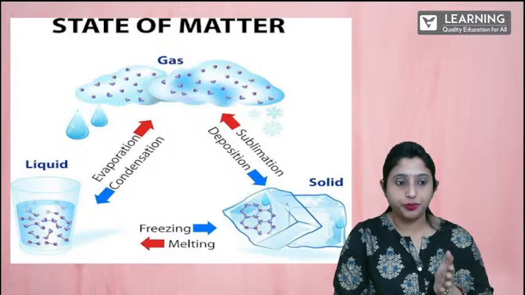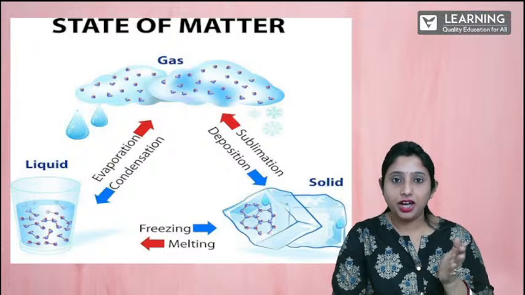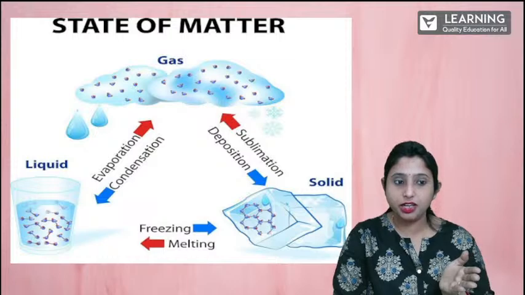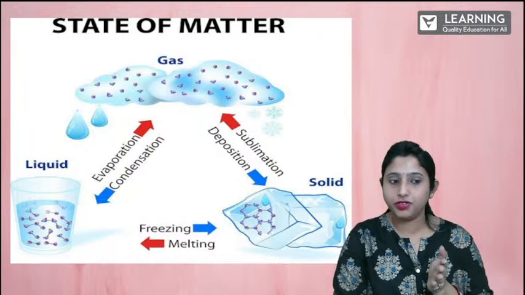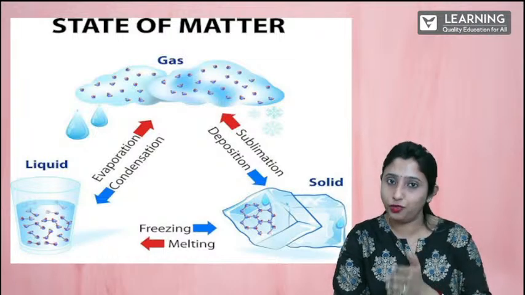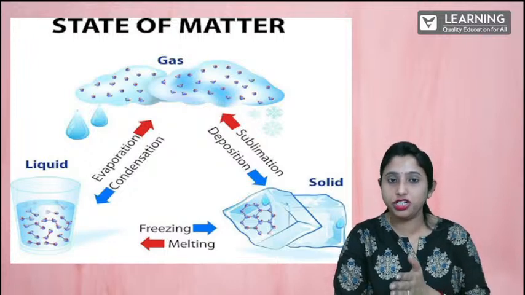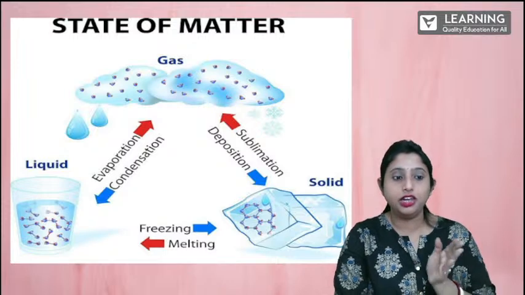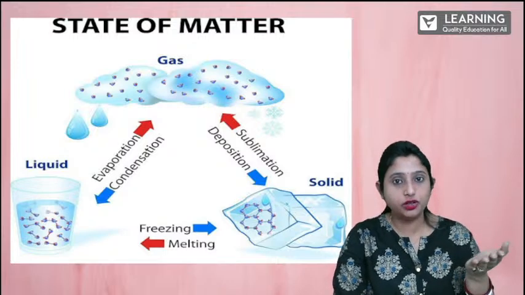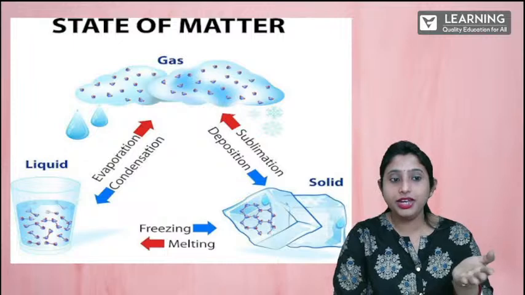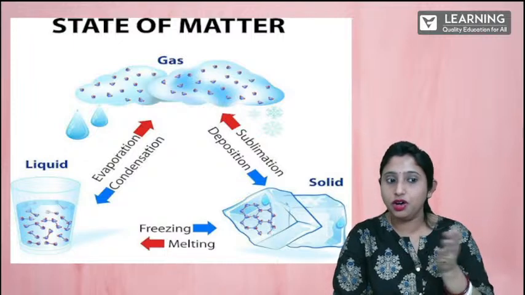In the diagram, you can see that there are various changes taking place. One is freezing, right? The liquid getting converted into solid. Then melting, solid to liquid, that is melting. Then evaporation means liquid to gas, right? And then condensation means gas to liquid.